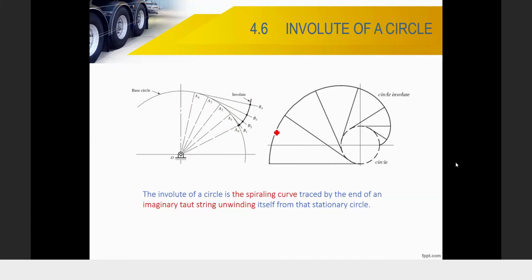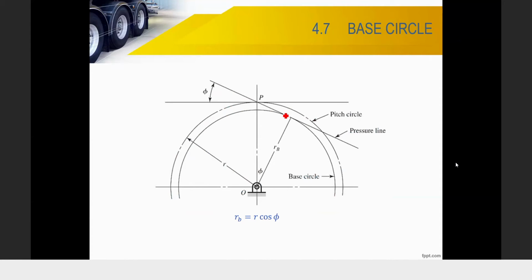But we don't have to explain this. That's why when the gear tooth profile is an involute, it is conjugate. When the gears are in a pair and in operation, they remain in contact. Otherwise, it is not conjugate. Alright, okay, that's about it. This is the base circle of your gear.